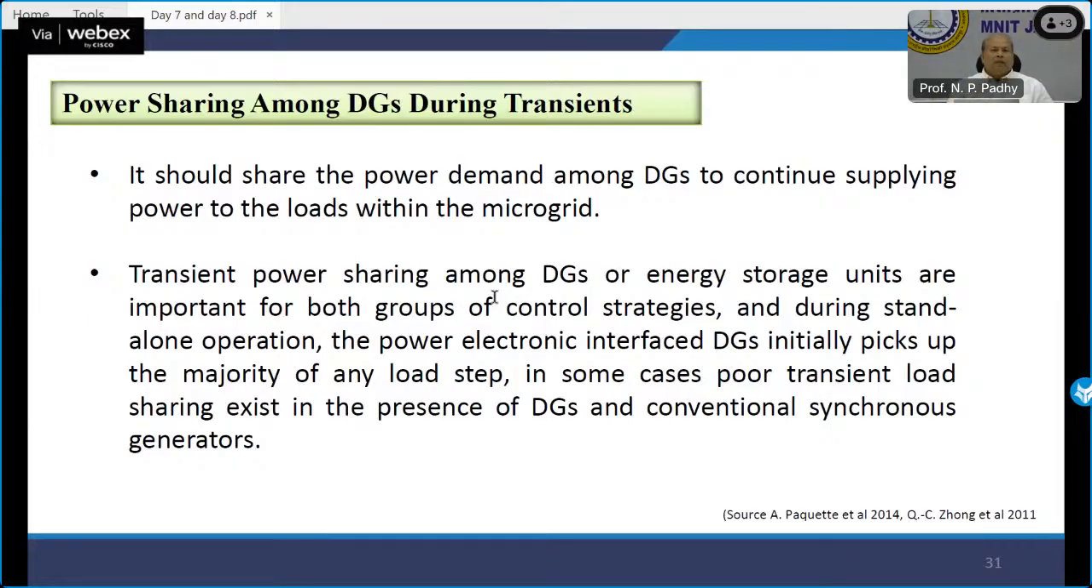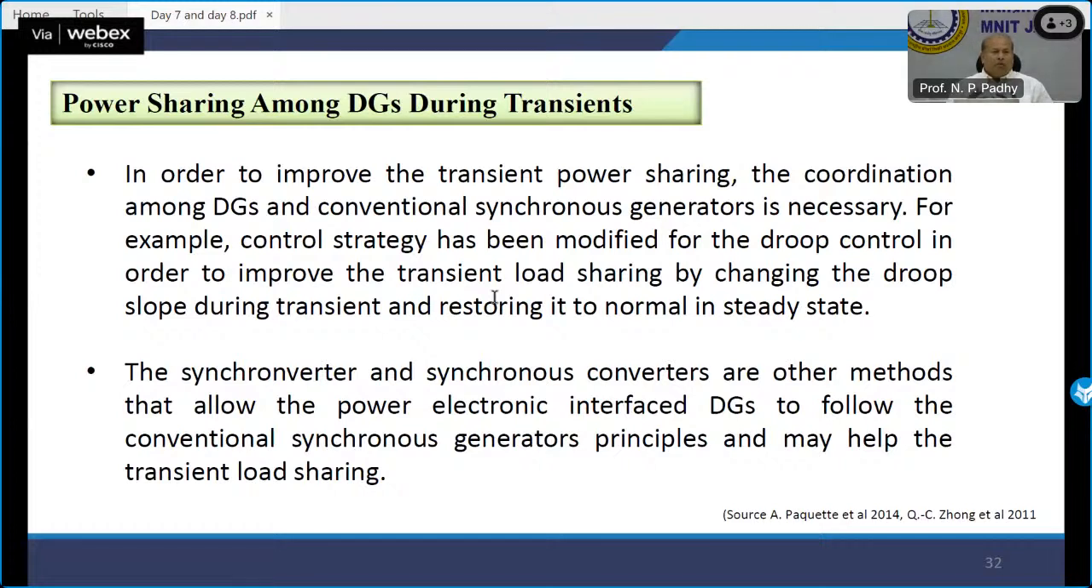they will take it. In some cases, poor transient load sharing exists in the presence of DGs and conventional synchronous generators. In order to improve the transient load sharing, modification of the control strategy for the generators is necessary. For example, the control strategy has been modified for the droop control in order to improve the transient load sharing by changing the droop slope during transient and restoring it to normal in steady state.